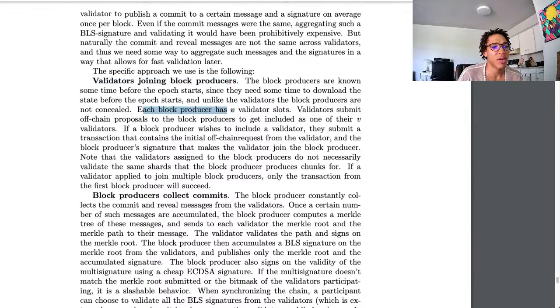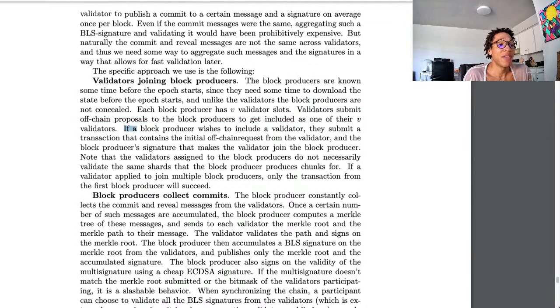Each block producer has V validator slots. Validators submit off-chain proposals to the block producers to get included as one of their V validators. So off-chain, you go, hey, block producer, can I please validate for you? So it's not like an on-chain transaction. I'm not sure how I feel about that.